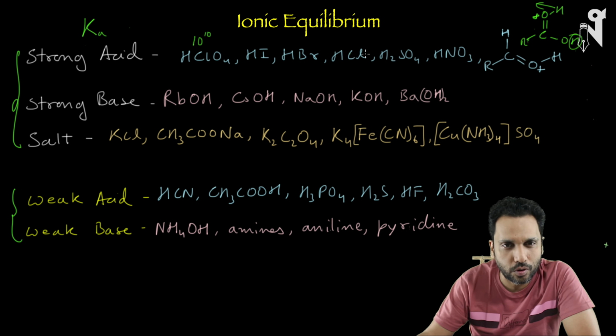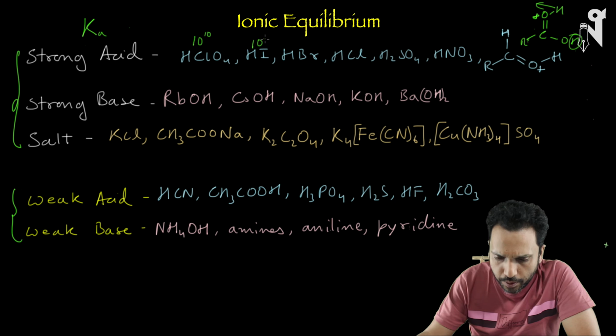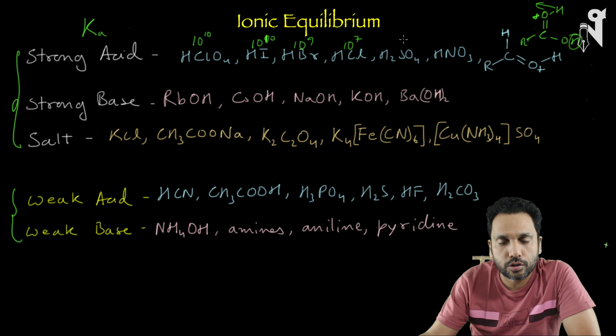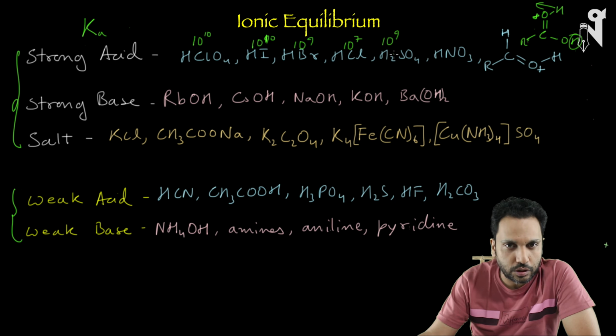If I write the K value for say HI, this will also be in the order of 10 power 9. This in fact is a 10 power 10. Your HCl is 10 power 7. Your H2SO4 has two H's, so the first H gets released very easily, so that's a 10 power 9. But the second H doesn't get released so easily.